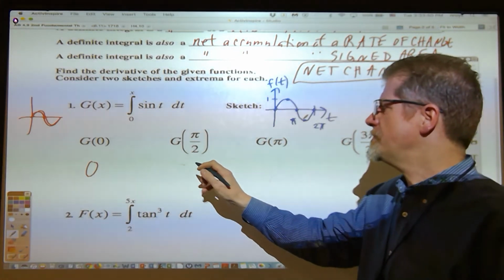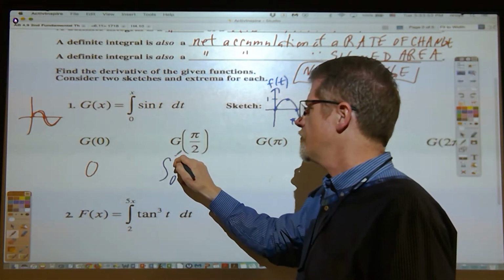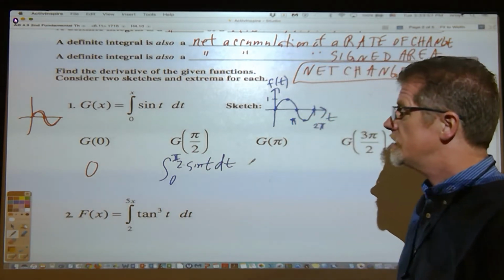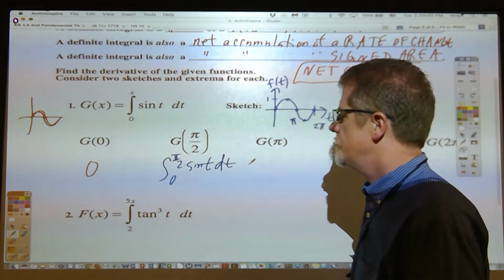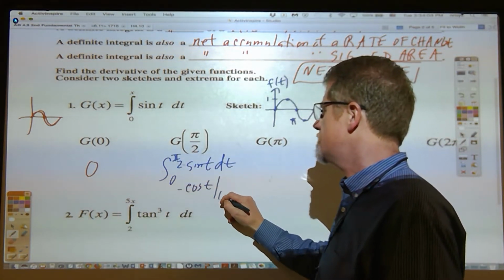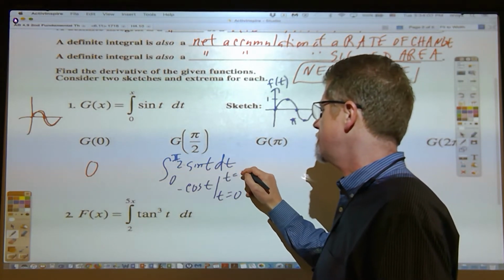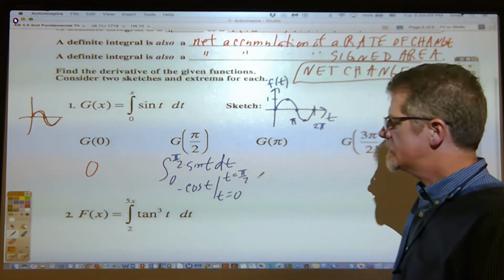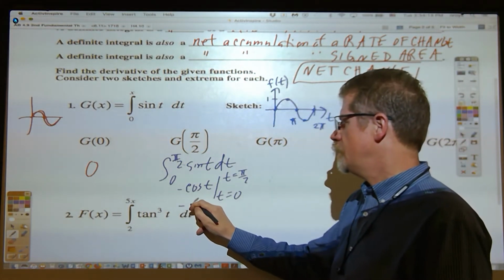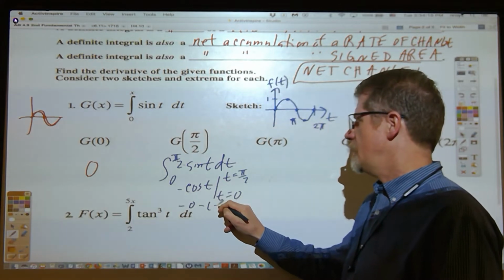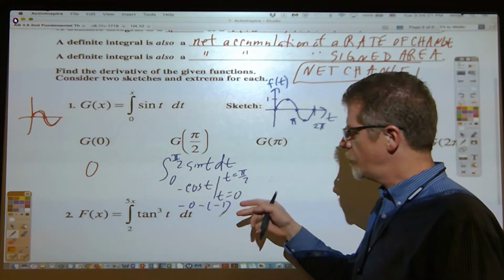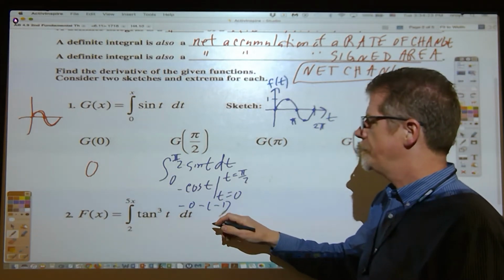G of pi over 2 simply means the definite integral from 0 to pi over 2 of sine t dt. Now you can do the integral. The antiderivative of sine t is negative cosine t, and evaluate negative cosine t from t equals 0 to t equals pi over 2. And since the cosine of pi over 2 is 0, we get negative 0 minus negative, and the cosine of 0 is 1. So negative 0 minus negative 1 is just 1.